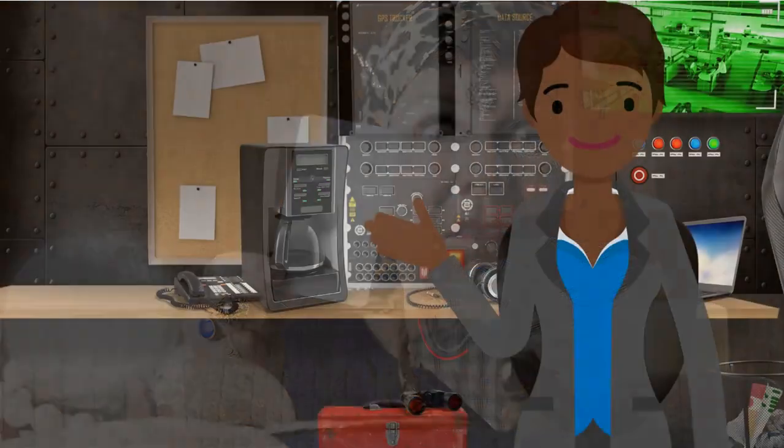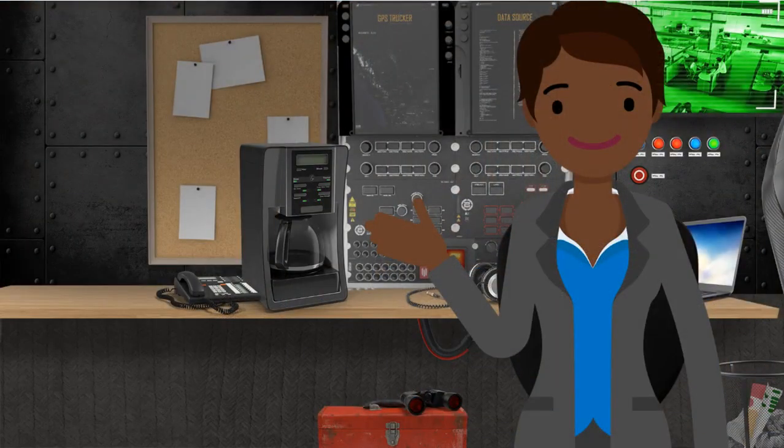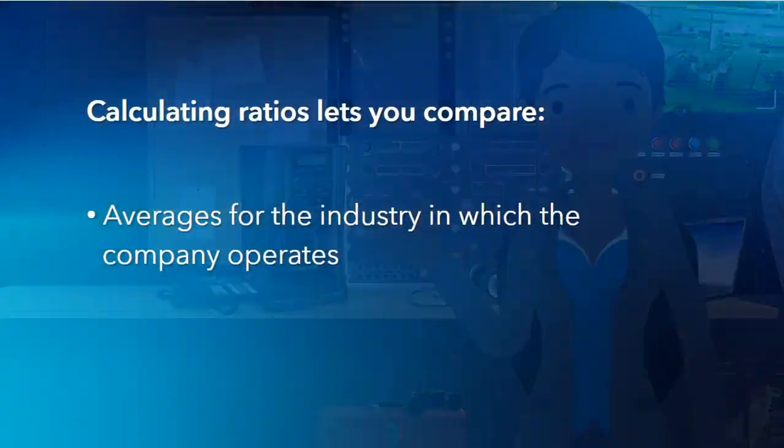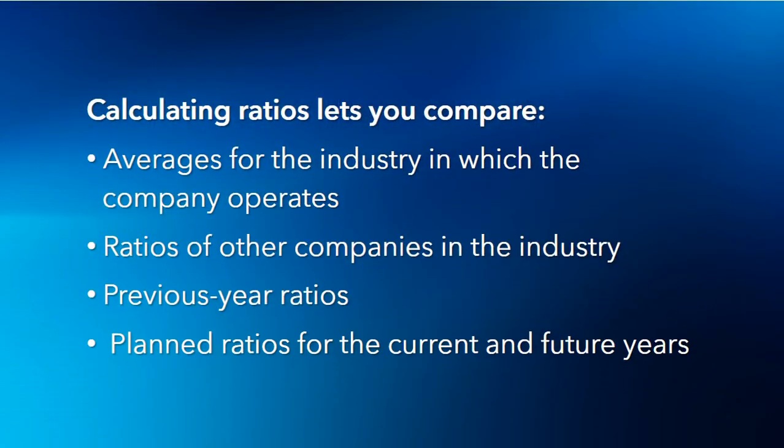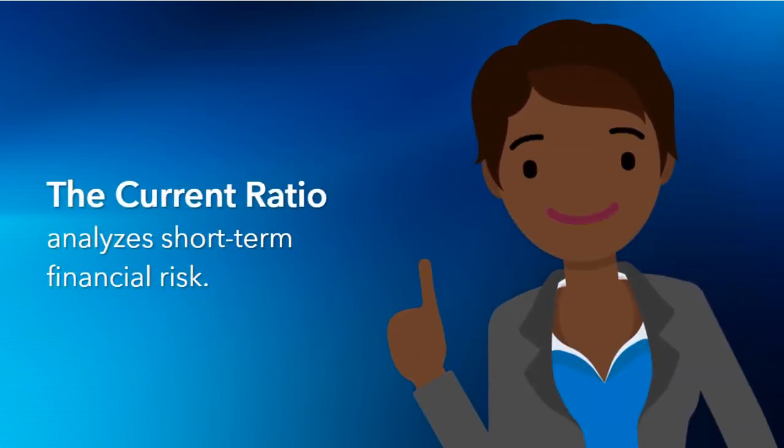Anyway, current balance sheets usually also have data from previous periods, so you can compare how financial performance has changed. So basically, these are the benefits of looking at ratios. The first ratio we're going to look at tests short term financial risk.